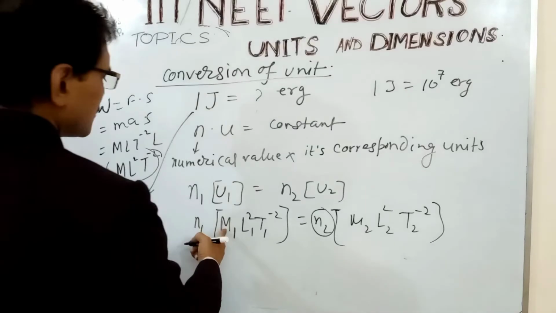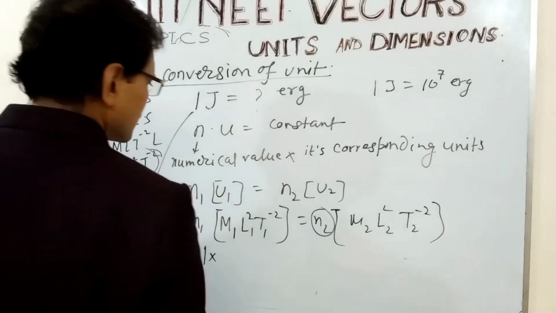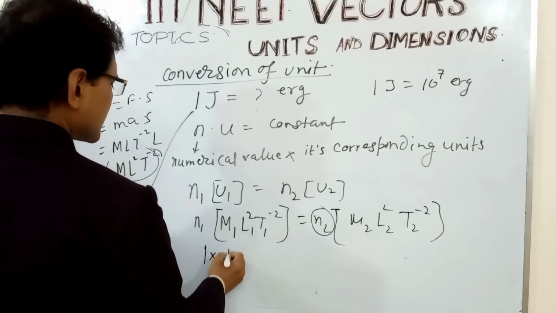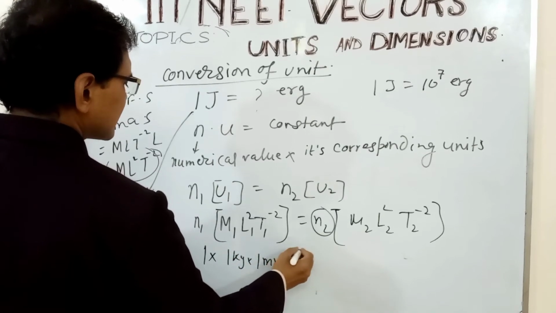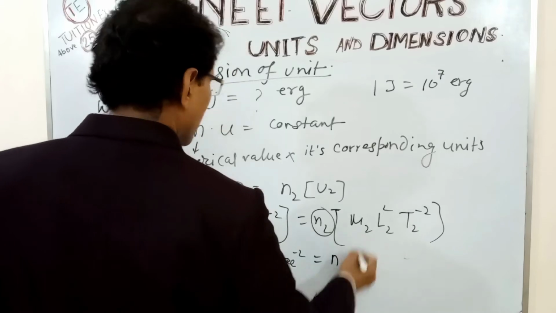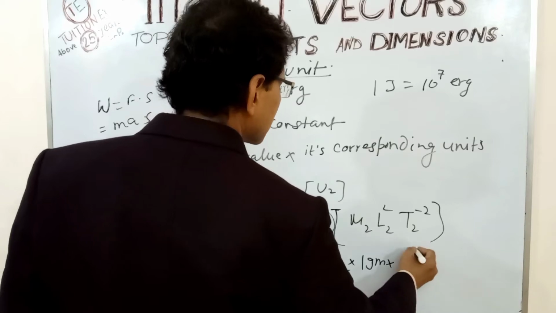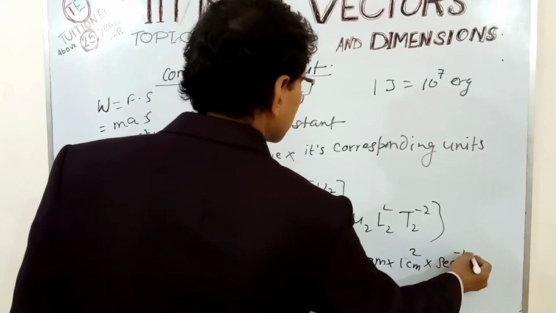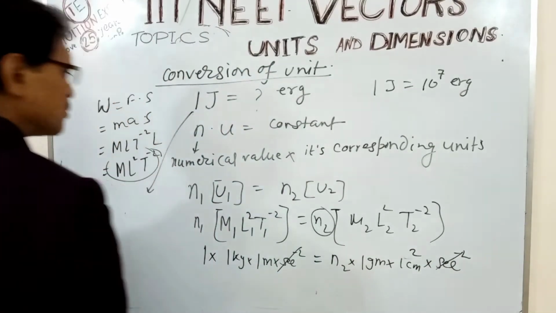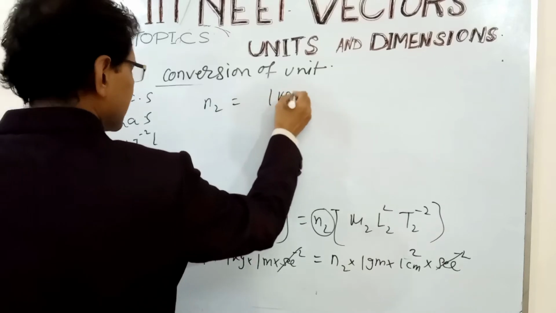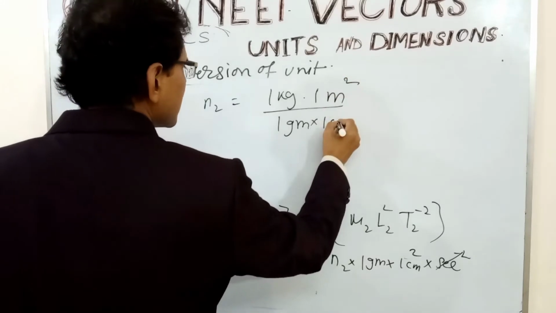Now this is the mass of the SI system, and this is the mass of the CGS system. In the SI system, mass is 1 kg, length is 1 meter, and time is second. In the CGS system, mass is 1 gram, length is 1 centimeter, and time is second. So the time cancels. Now we have to find n2. So n2 equals 1 kg times 1 meter squared divided by 1 gram times 1 centimeter squared.